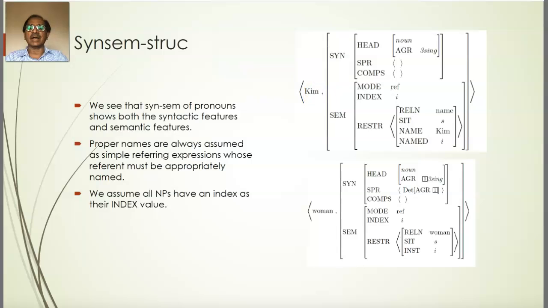So Kim is a proper noun, so it's a noun, and it has syntax and semantics. In syntax the head value is noun. It has agreement, which is third person singular. Because it's a proper noun, it doesn't need any specifier and it doesn't need any complements, so they are empty. What is its semantics? The word Kim is a noun, so it has mode value reference, and index has an index. What is in that index value?